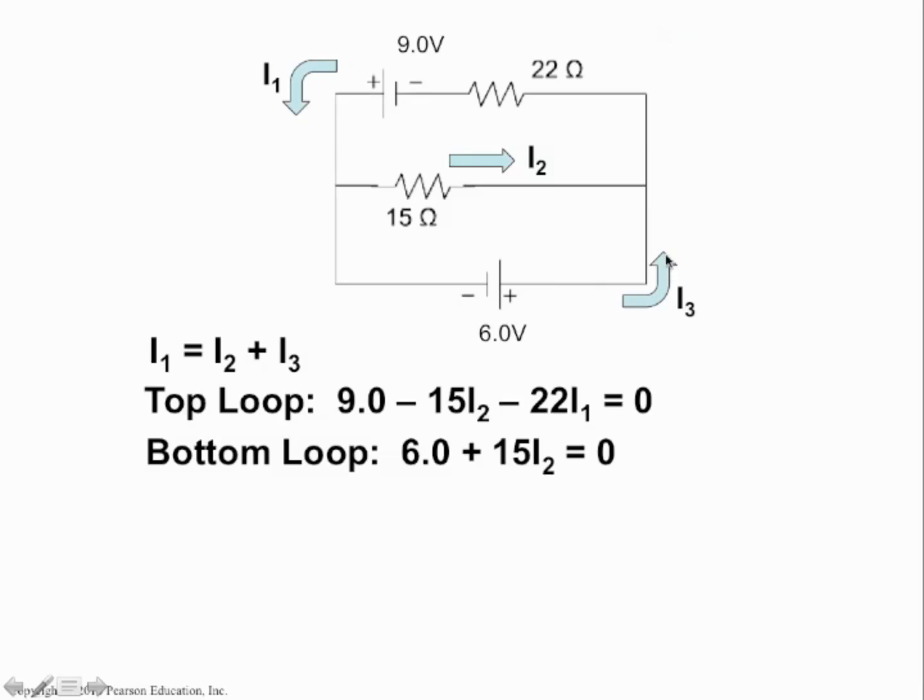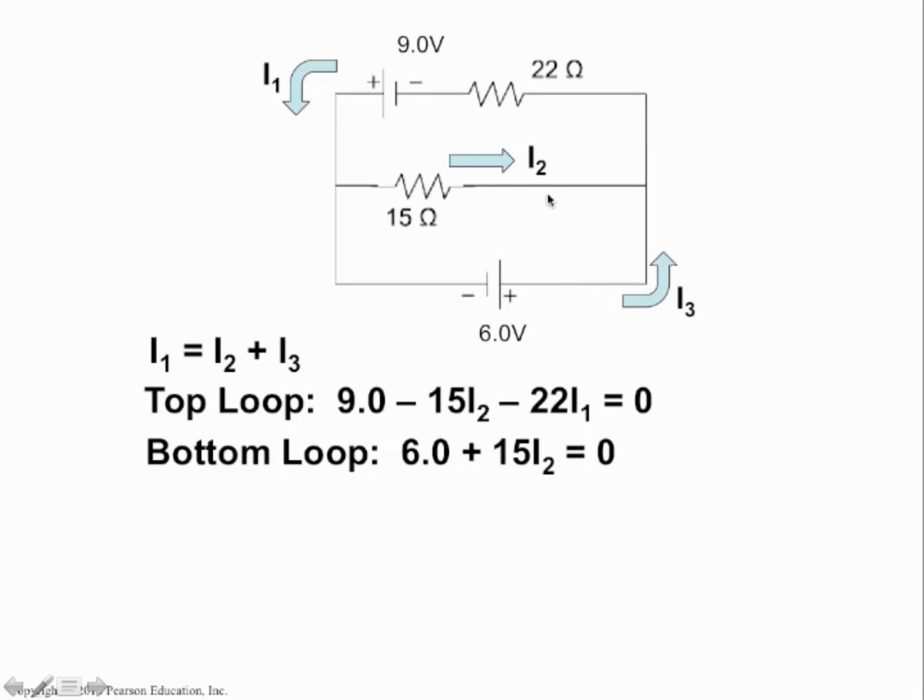And then I have a positive 15 I2. Now you might ask, well, why? Isn't it a voltage drop? Well, it's a voltage drop for the top loop, but it's a voltage gain for the bottom loop because, see, the I2 current is going in a way that's opposite to that counterclockwise flow. And so that would be considered a voltage gain.